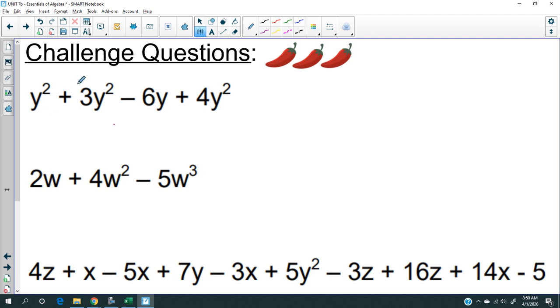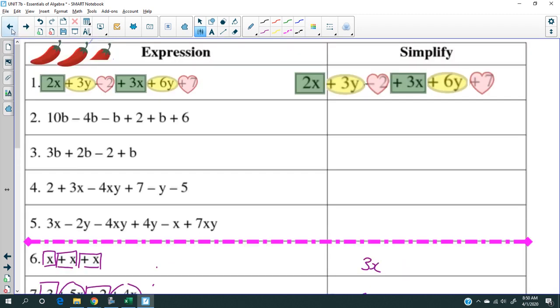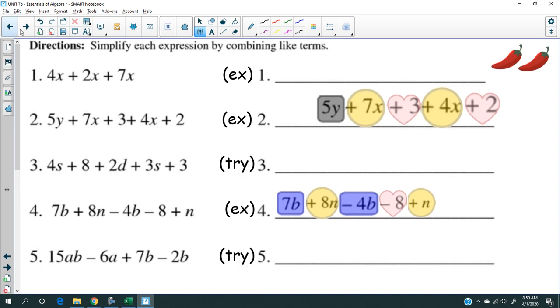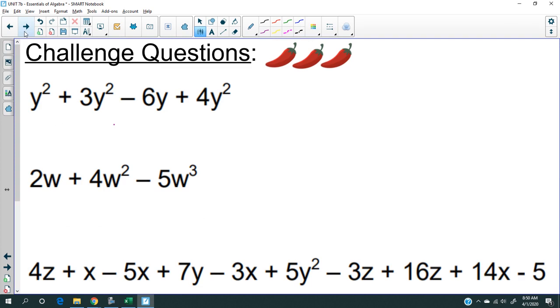Now, I named these challenge questions only because, I don't know if you've noticed, all the combining like terms we've done so far don't have any exponents in them. So that's why I thought they would be more challenging. But if you really know what like terms are, if you understood that concept, then it shouldn't be very tough for you. All you have to do is identify who's in the same family, right?